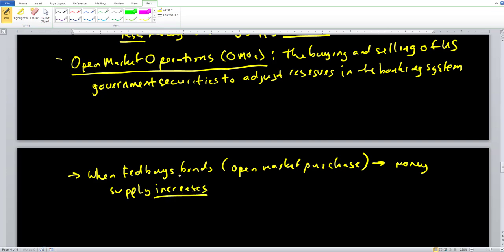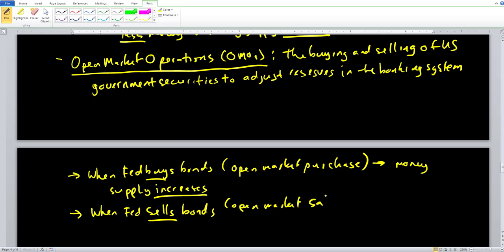So when the Fed buys bonds, the open market purchase, money supply increases. $100 billion worth of bonds are bought, $100 billion of money supply is pumped in. If we go to the opposite case, if the Fed actually wants to take away money from the banking system or from the economy, they're going to sell bonds instead. So when the Fed sells bonds, the special name that we give for this is an open market sale.